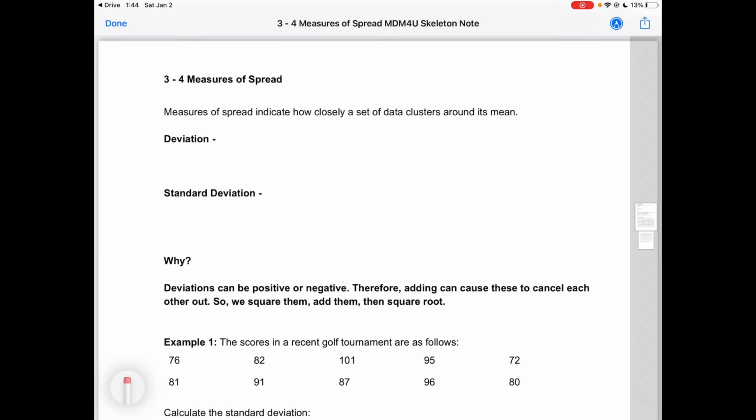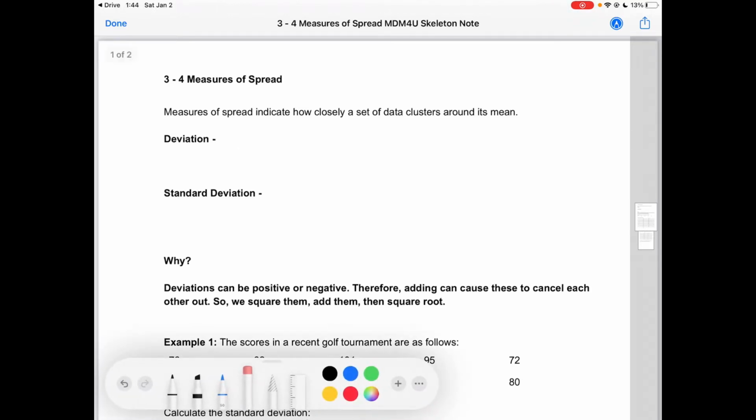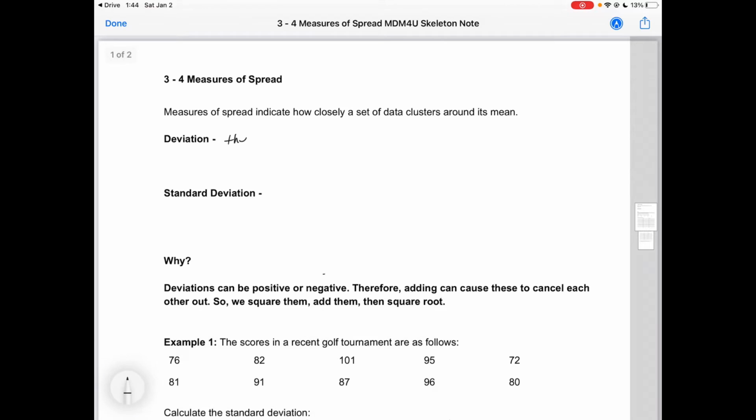So the first term that we need to be familiar with is deviation, which is the difference between a particular piece of data and its mean, so the mean of the data set.